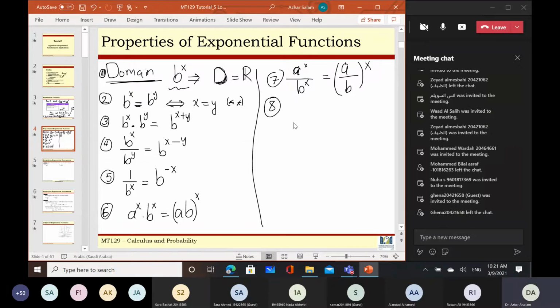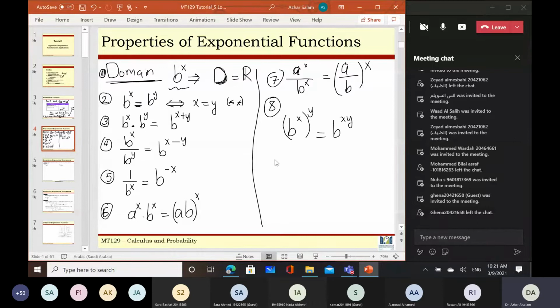The final property or the last one, when I have an exponential function b to the power x all to another variable, which is y, okay? This is actually b to the power x multiplied by y. Okay? Notice here that I will multiply x by y, okay?